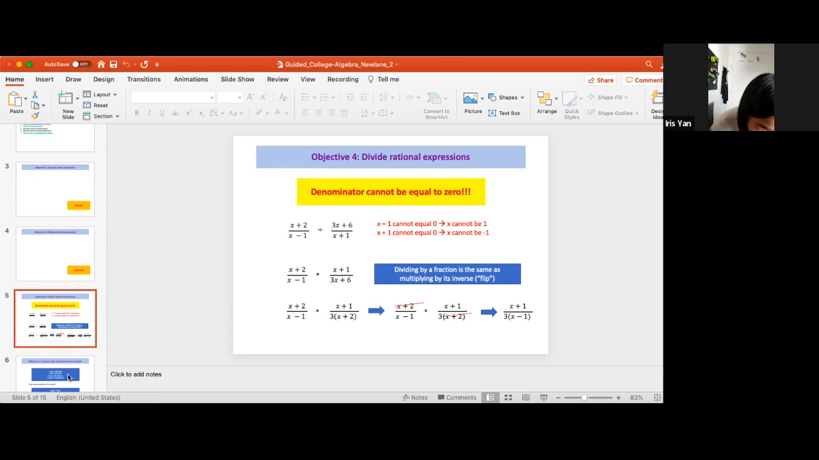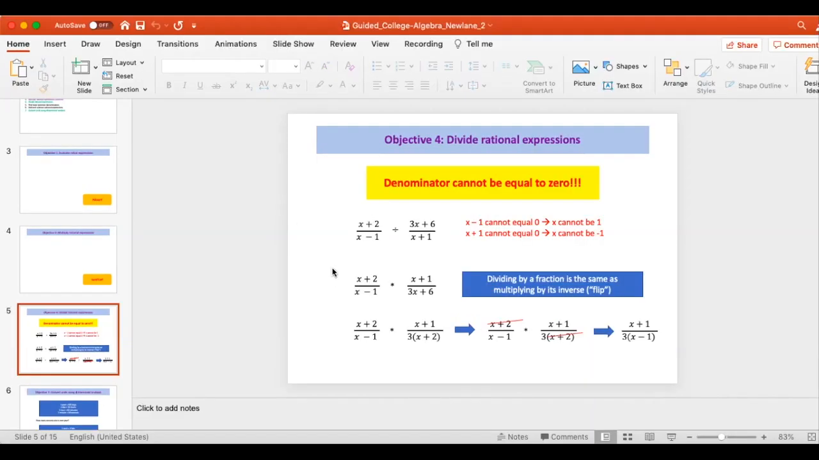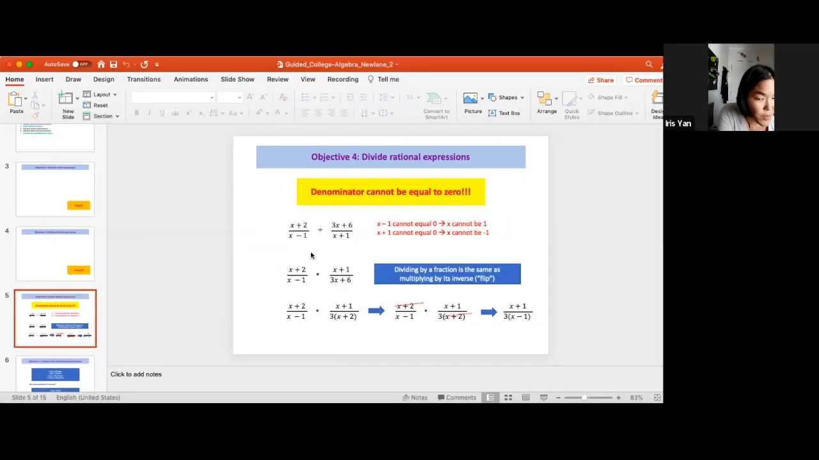But then here, the 3x plus 6, I decided to take the 3 out. 3x is 3 times x, and 6 is 3 times 2, right? So I factored the 6 and made it into 3 times 2, and then took the 3 out, so then it becomes 3 times x plus 2 inside the parentheses. Did everybody follow that? I need people to understand that dividing by a fraction is multiplying by its flip.